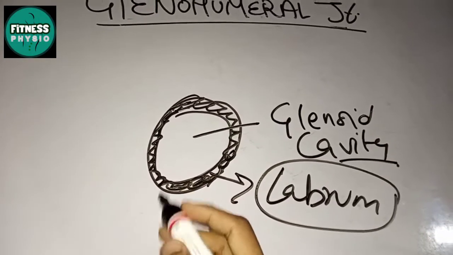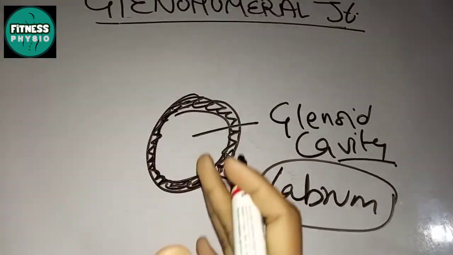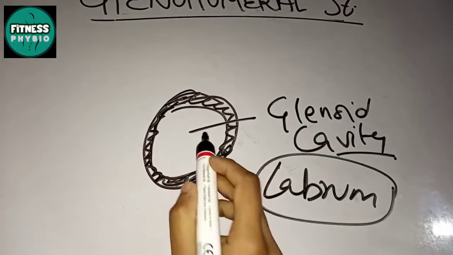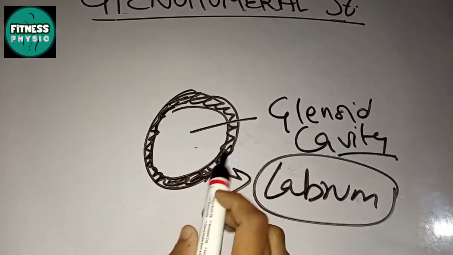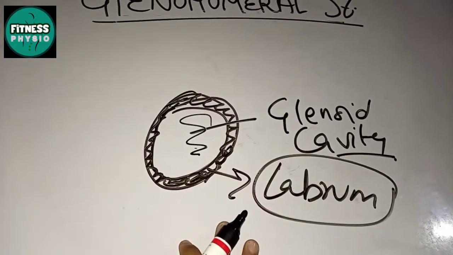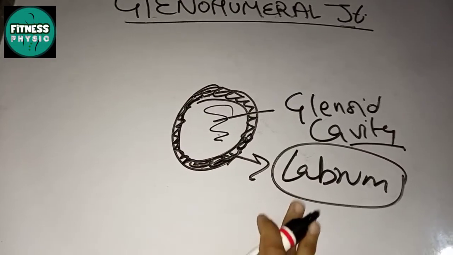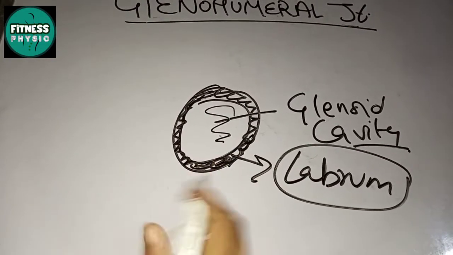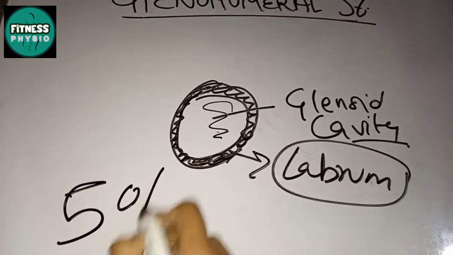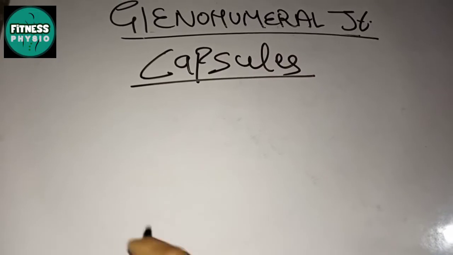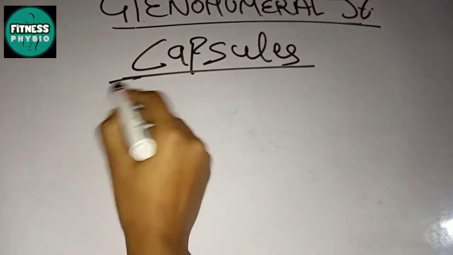It also reduces the friction between these two articulating surfaces. Which two articulating surfaces? The glenoid cavity and the head of humerus. So this glenoid labrum increases the concavity of your glenoid fossa by 50%. This is so much. Now the next accessory structure is your capsule.